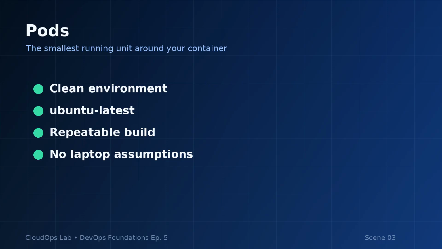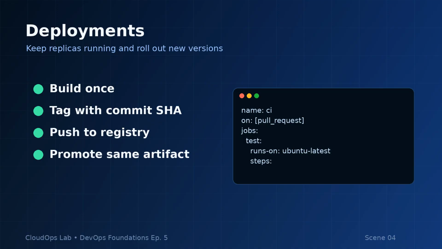The next object is a service. Pods can change names and IP addresses. A service gives them a stable network address inside the cluster. Instead of sending traffic to one specific pod, traffic goes to the service, and the service routes it to healthy, matching pods. This is the second key mental model. A service gives stable access to changing pods.